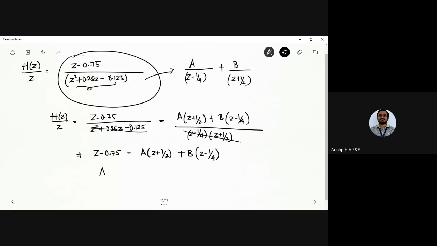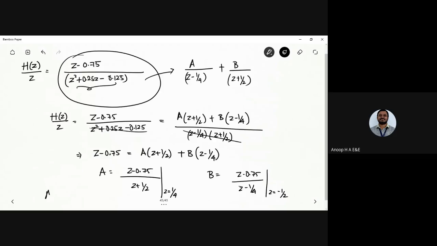Okay, so you have to find out A first. That would be (z minus 0.75) divided by (z plus 1 by 2), at z equals 1 by 4. Next, in order to find out B, how are we going to find it? If you want to find out B, this term has to be equal to 0. So it would be (z minus 0.75) divided by (z minus 1 by 4), where z will be equal to minus 1 by 2. So you can replace the values in order to find out what A and B are.